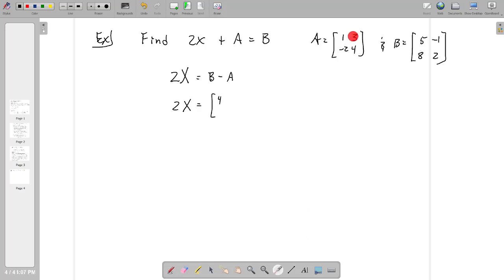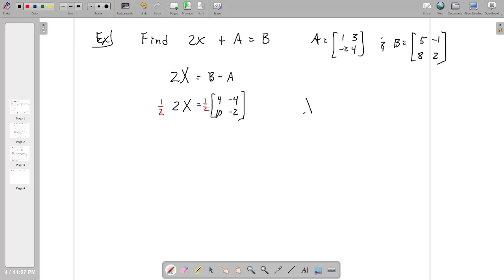Negative 1 minus 3 is negative 4. 8 minus negative 2 is 10. And 2 minus 4 is negative 2. So we have 2x is equal to this matrix. Now, if I multiply both sides by 1/2, then I've solved for x.